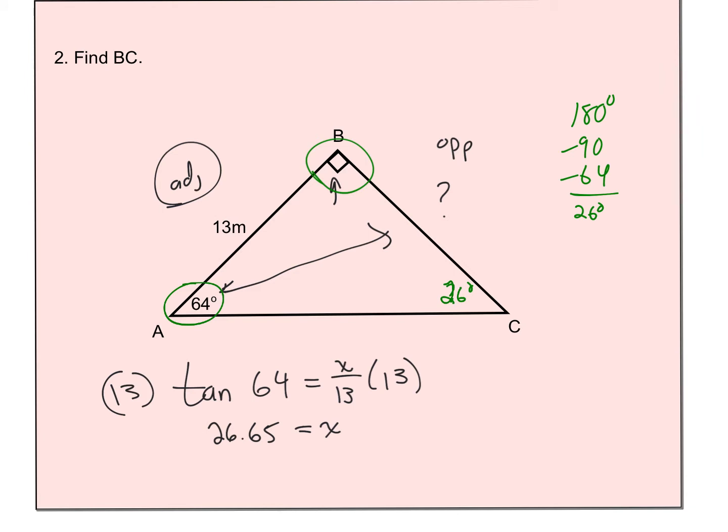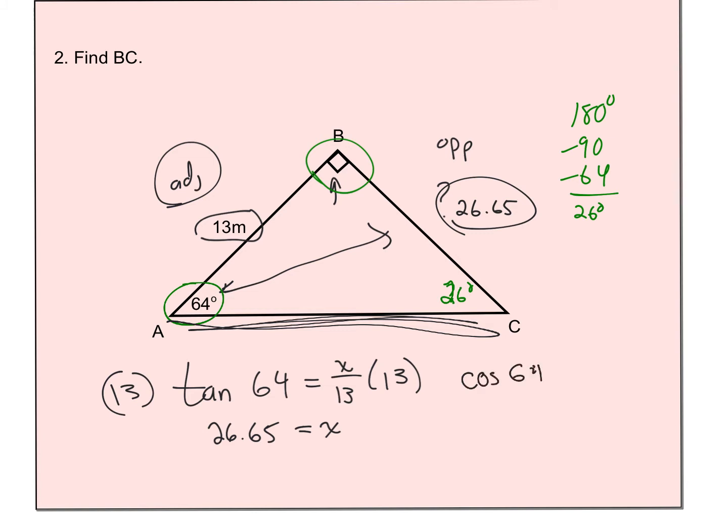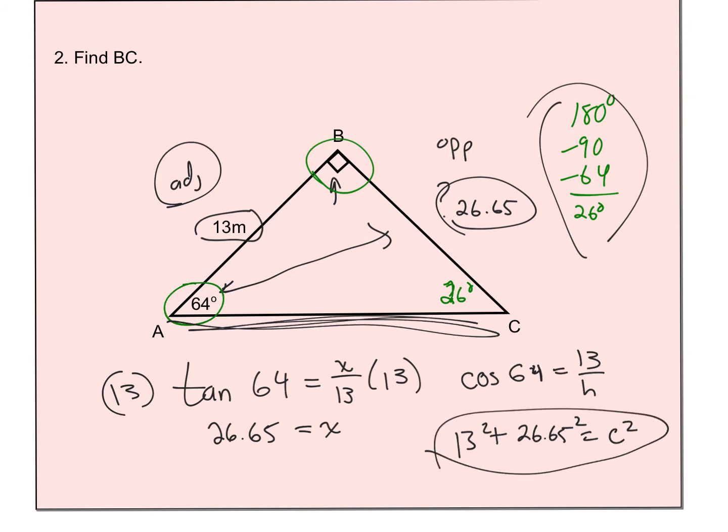Now, I know that this side is 26.65. This side they told me is 13. I could figure out this side a couple of different ways. I could absolutely take the cosine of 64, and that would be 13 over my hypotenuse. I could also do the Pythagorean theorem, and that would also give me my hypotenuse. So just by using the simple fact that triangles have to add up to 180, the Pythagorean theorem, and right triangle trigonometry, that is enough to help me figure out all three sides and all three angles of a triangle. That's all I need.